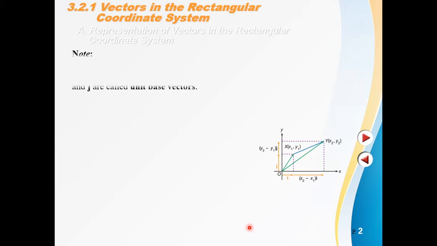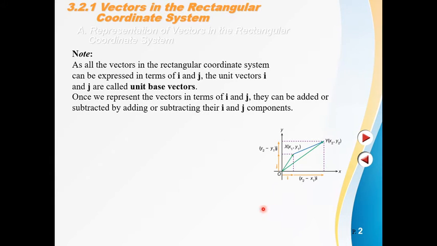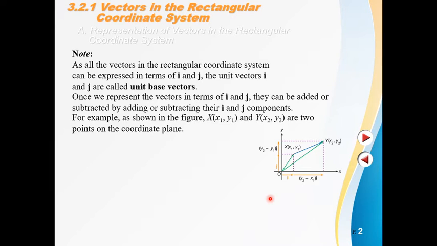Okay. Representation of vectors in rectangular coordinate system. We have to note also that vectors in the rectangular coordinate system can be expressed in terms of i and j too. The unit vectors i and j are called unit base of vector. I've said that, so I've said that i and j are unit vectors of the x and y axis. So once we represent the vectors in terms of i and j, they can be added or subtracted by adding or subtracting their i and j components. So that is very simple.